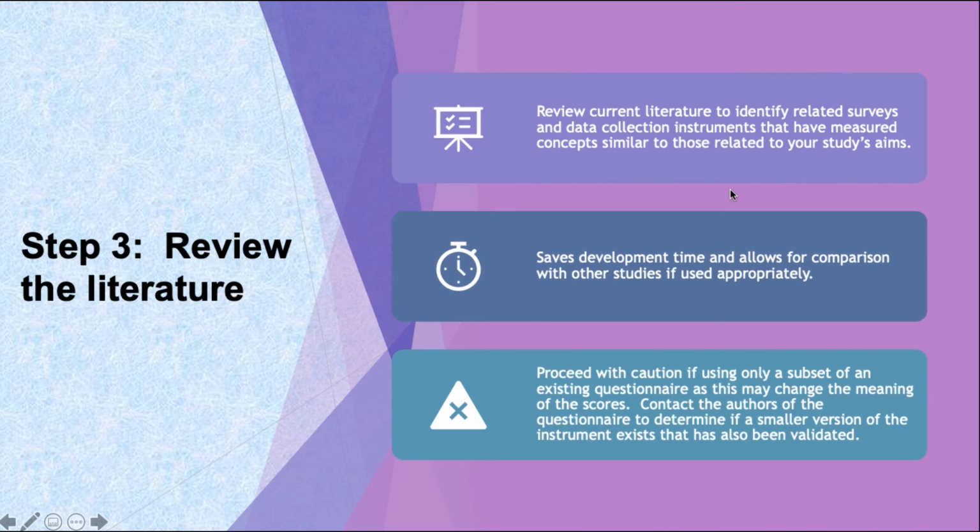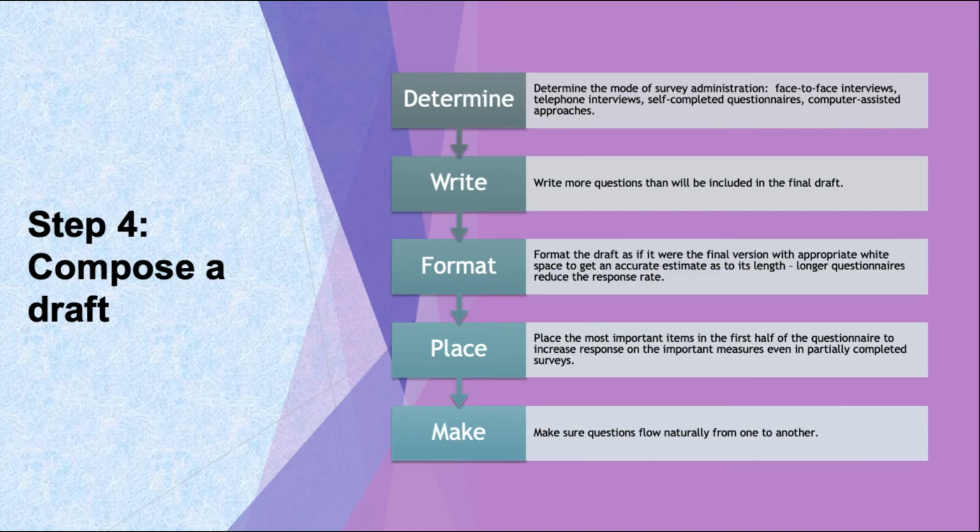Then review current literature, as I say, to identify related surveys and data collection instruments that have measured concepts related to your aim, and this will save development time for you, and also allow comparison with other studies if appropriate. So proceed with caution if using only a subset of an existing questionnaire, as this may change the meaning of the score. So what you do is you have to contact the author of the questionnaire to determine if a smaller version of the instrument exists that has also been validated.